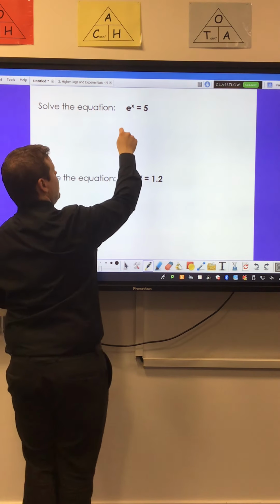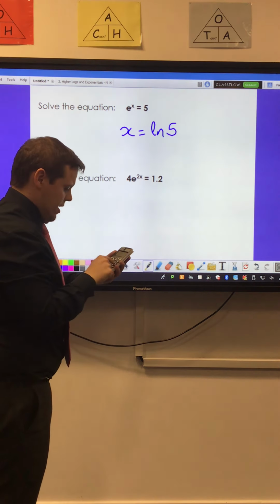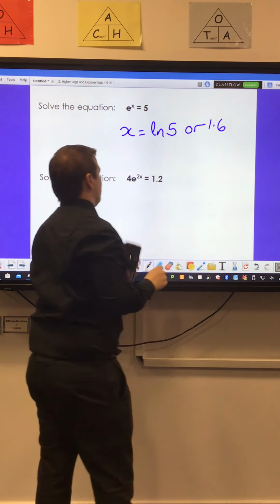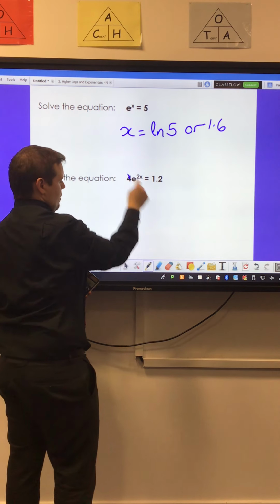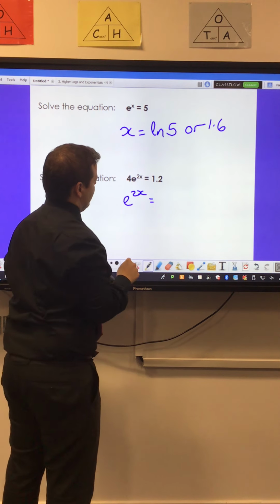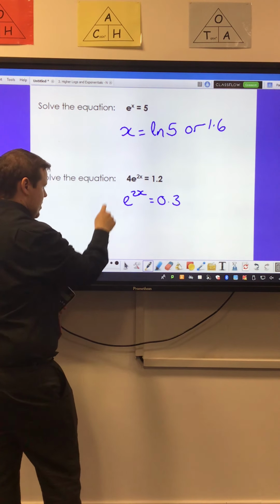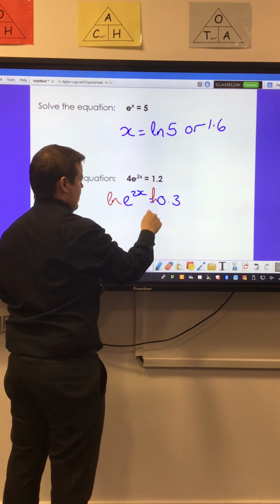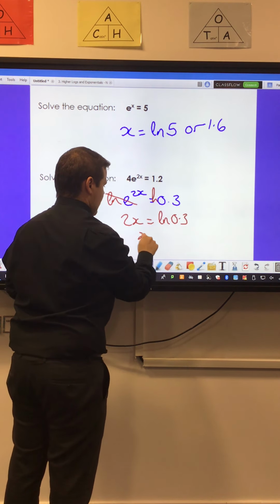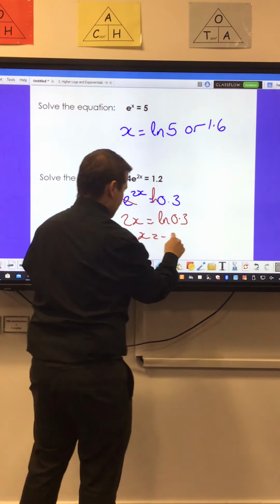What you should have got here was x equals ln 5, and if you'd worked that out, ln 5 is 1.6. This one here, you're going to need to divide by the 4 first. So I'm going to get e to the 2x equals, well, 1.2 divided by 4 is 0.3. Then natural logs of both sides, fire them in, 2x is ln 0.3, x is ln 0.3 divided by 2, which gives you negative 0.6.